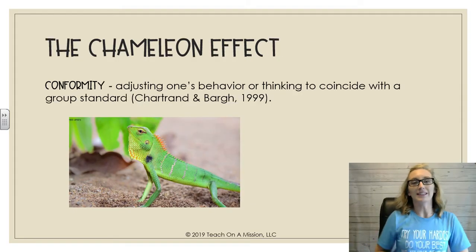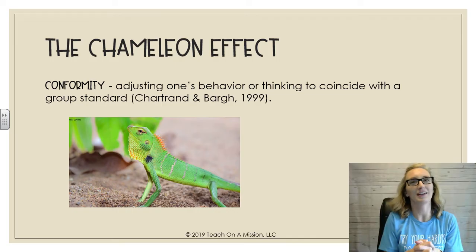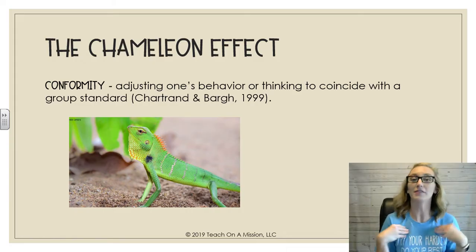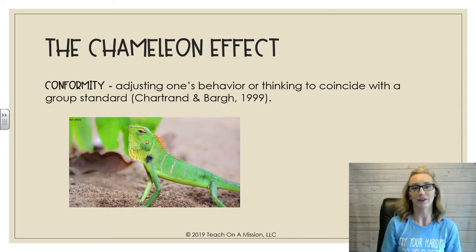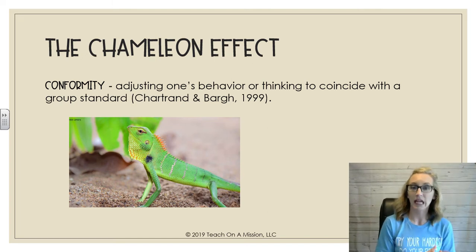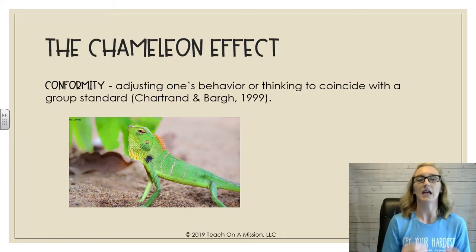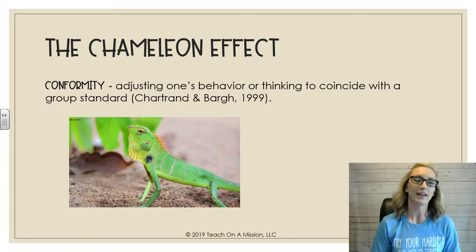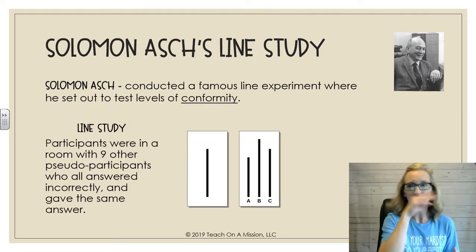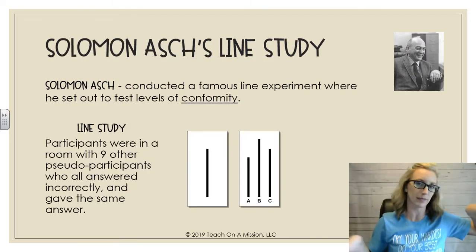So let's talk about something called the chameleon effect, which is just another way for you to think about conformity, right? In that you adjust your behavior, which oftentimes is the way you look, right? In the case of a chameleon, they change their color to match their background and the setting they're in. Well, conformity is the same way, but for humans. So adjusting one's behavior or thinking to coincide with a group standard and the way that things are in the setting and the situation that you find yourself in, based off of how others are behaving.